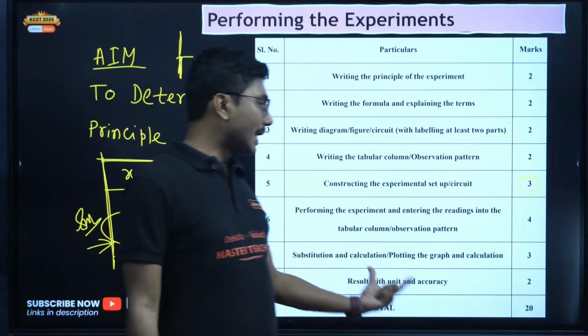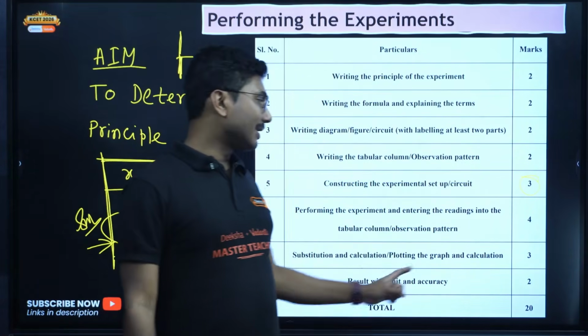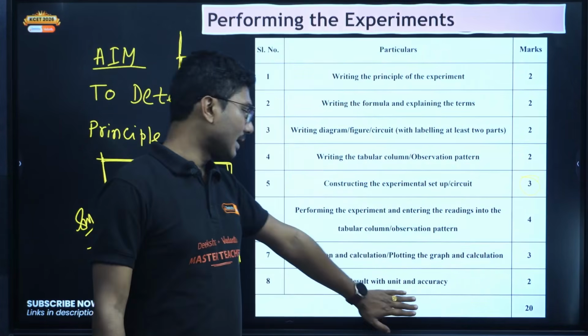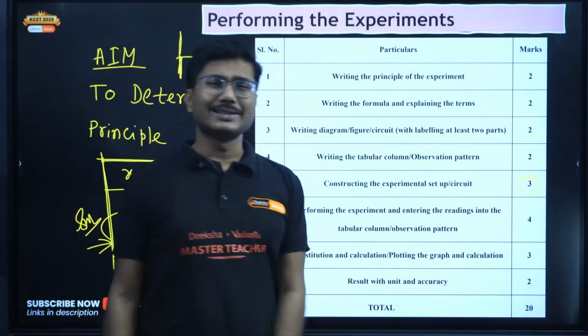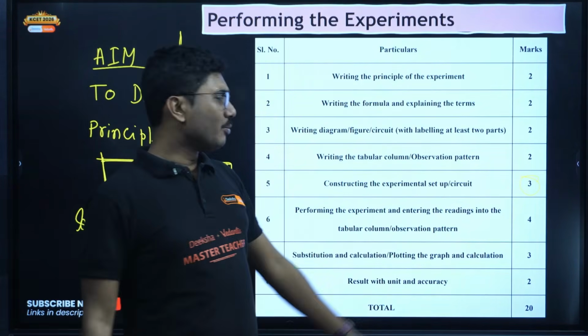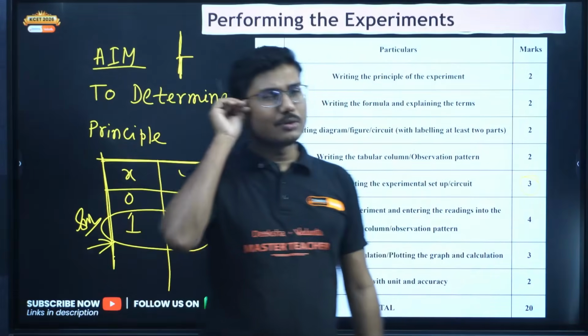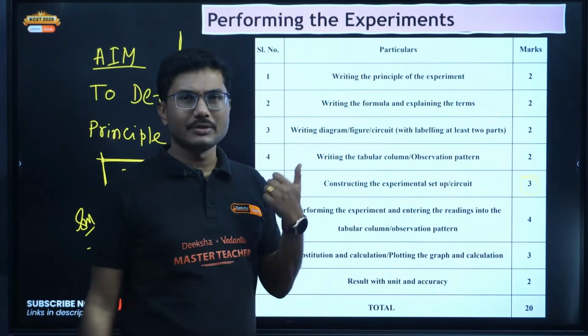Result with unit and accuracy is the final result. Generally students lose marks in this category, because even if you do everything, if your final result is not exact, you might lose 1 mark. You might lose 1 mark because your accuracy is not correct.